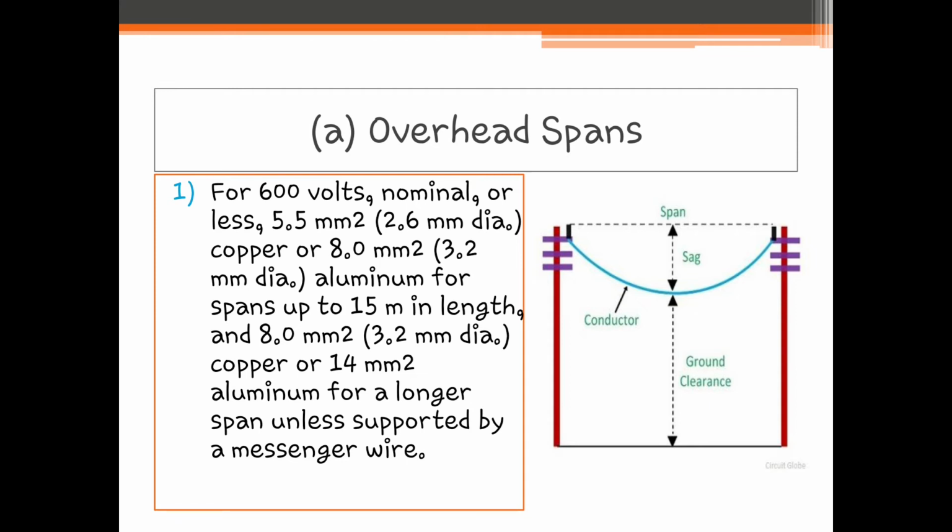So, naa tay overhead spans. So open individual conductors shall not be smaller than the following. First, for 600 volts nominal or less, ang gamiton nato is 5.5 mm squared copper or 8 mm squared aluminum for spans up to 15 meters in length, and 8 mm squared copper or 14 mm squared aluminum for a longer span unless supported by a messenger wire. So by the way guys, ang messenger wire runs parallel to the overhead cables and acts as support for the cable, especially in harsh conditions.